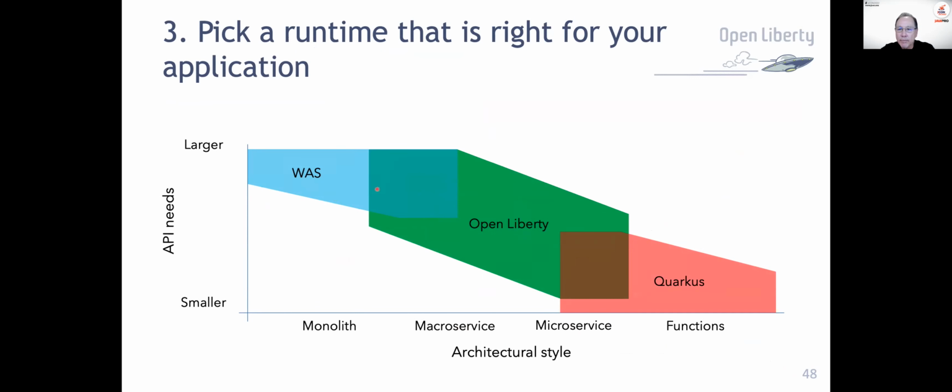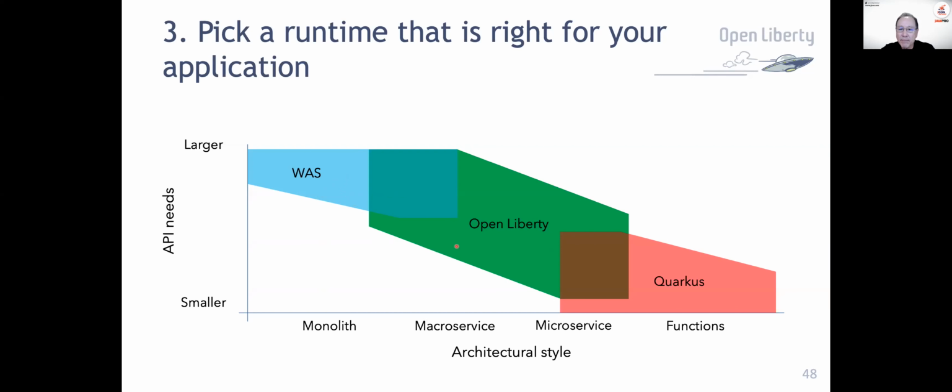Notice there is some overlap here. On the left, we see the WebSphere Application Server. WAS is a great runtime with a long history of running monolithic applications. It's used by a huge number of Fortune 500 companies to run their enterprise software, but it's very big. It's around 4 gigabytes, and it takes 10 minutes or more to start. Probably not very appropriate for microservices.